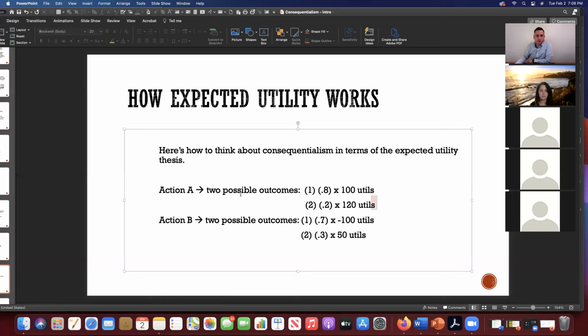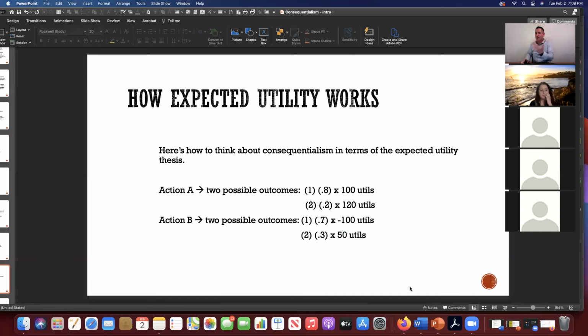So action A has these two possible outcomes, and then action B has these two possible outcomes. There's a 70% chance that there's 100 units of badness brought about, so negative 100 utils. And the second possible outcome from action B is that there's a 30% chance of 50 units of goodness being brought about.